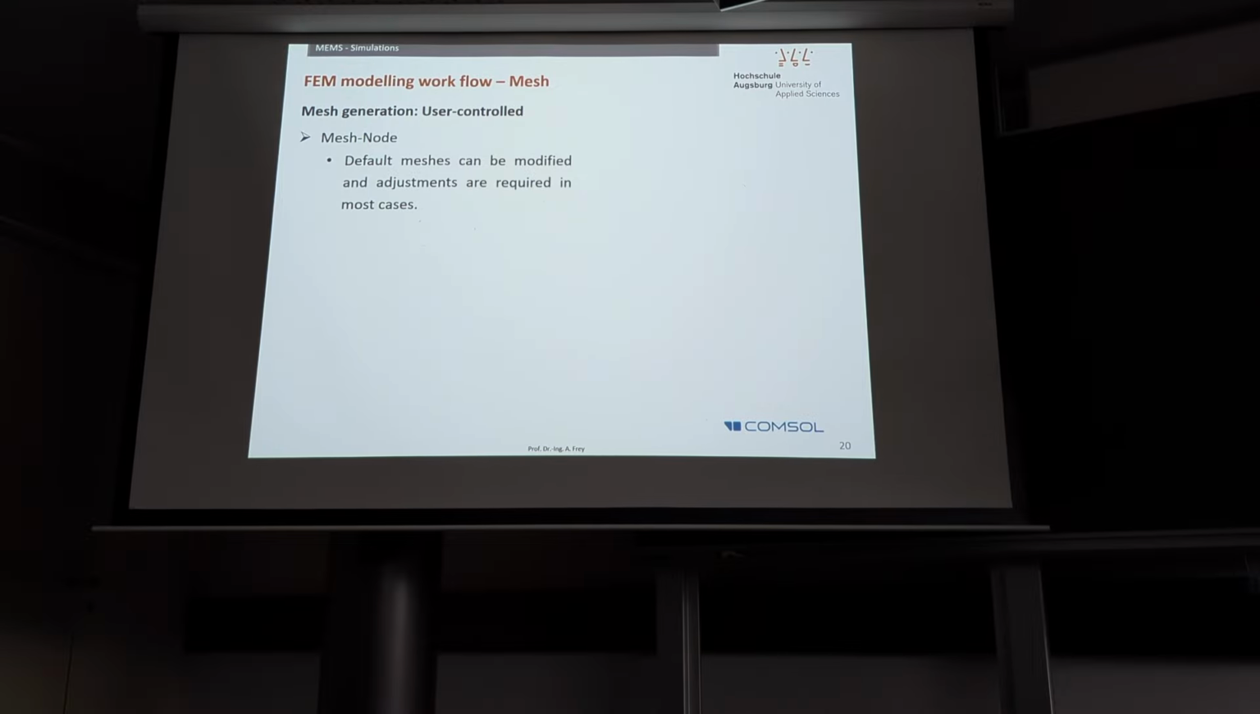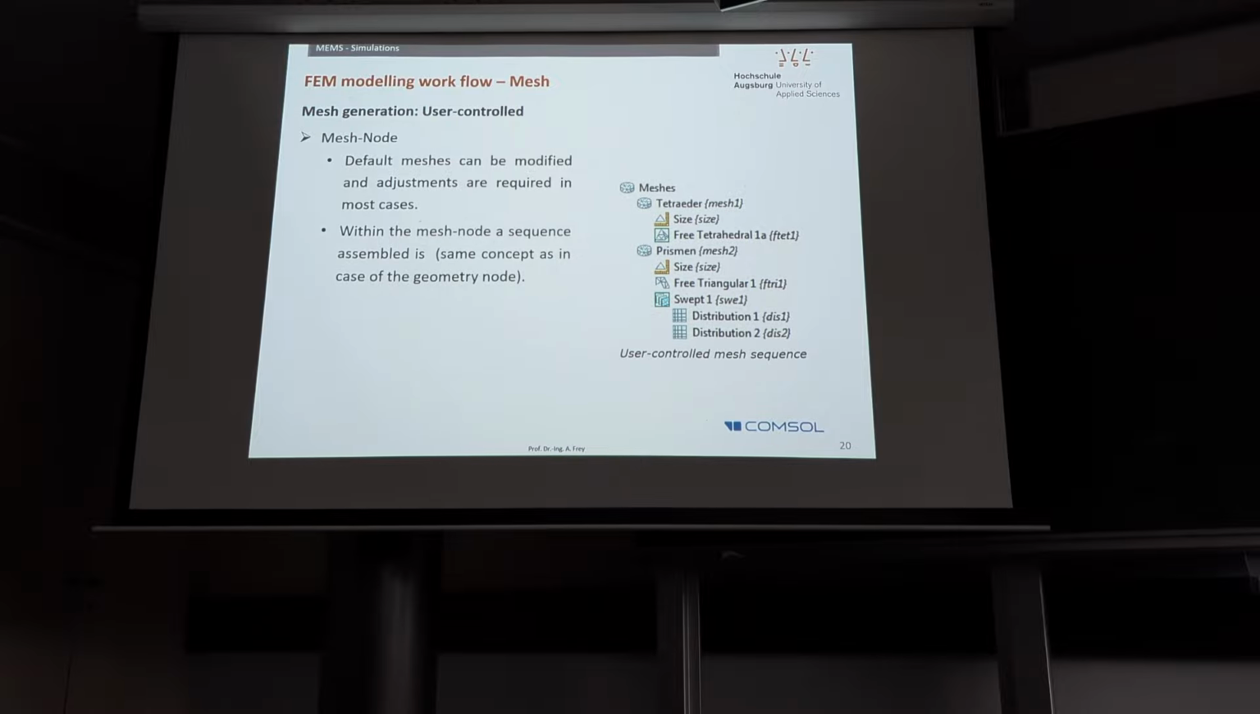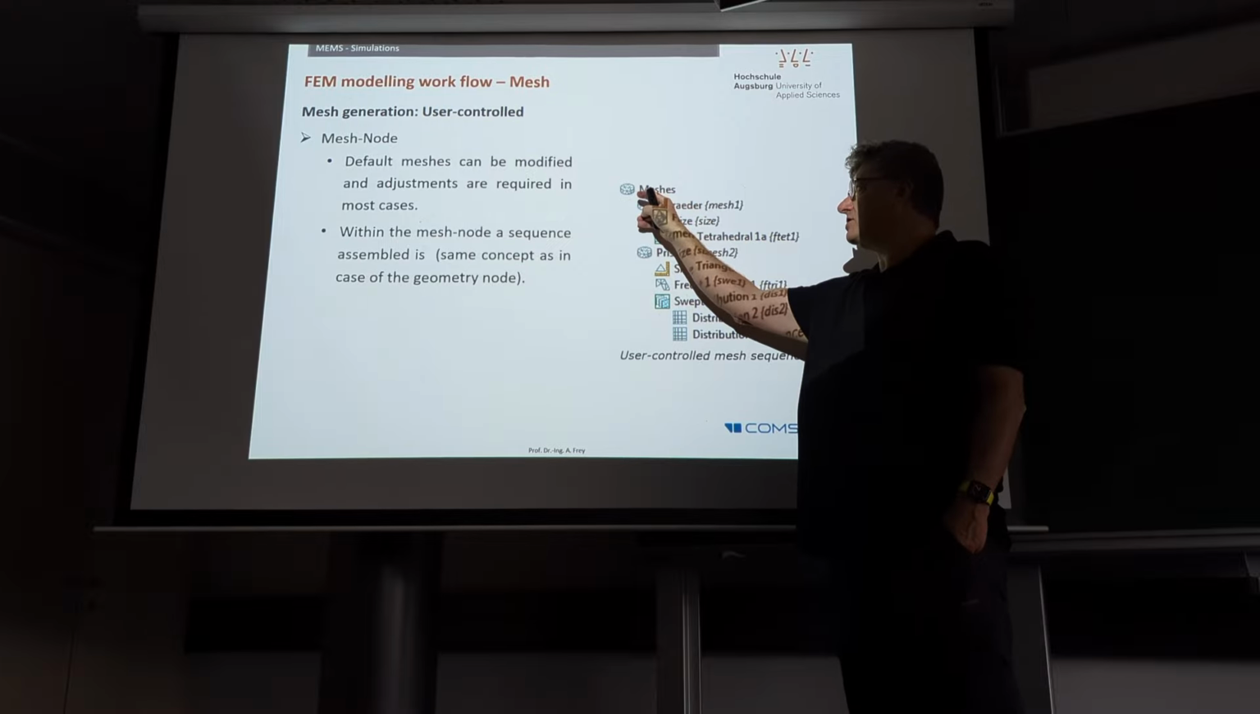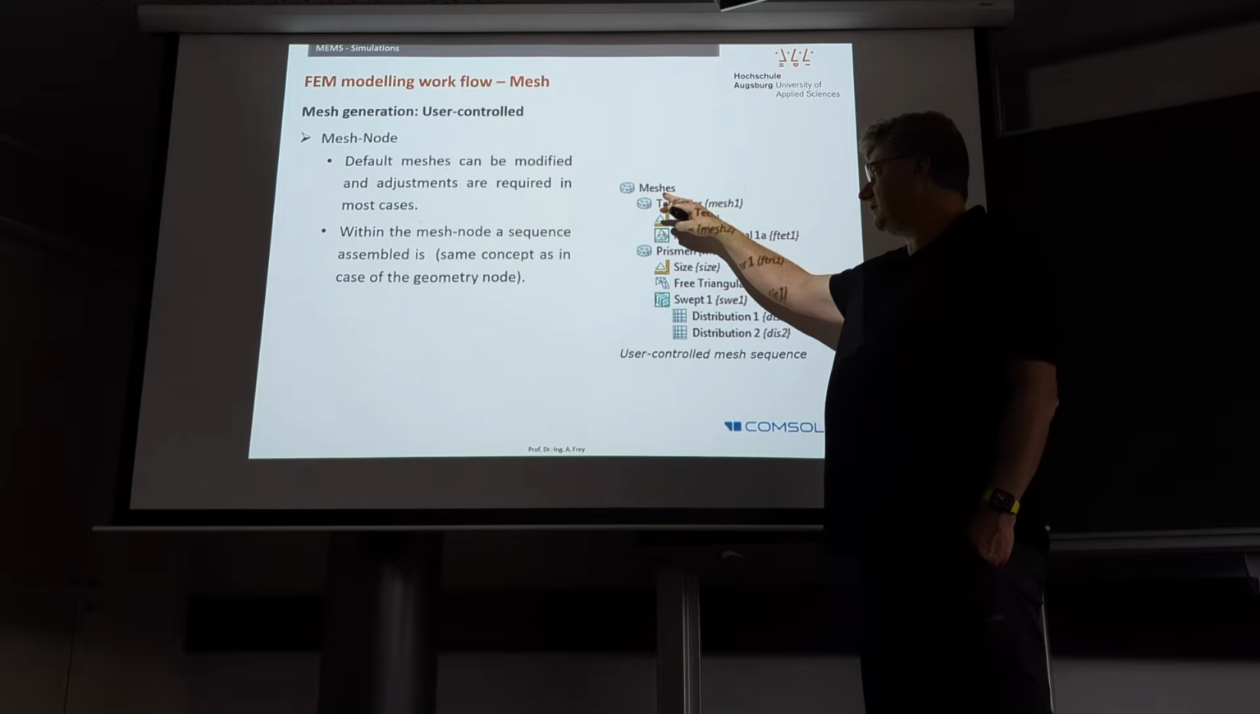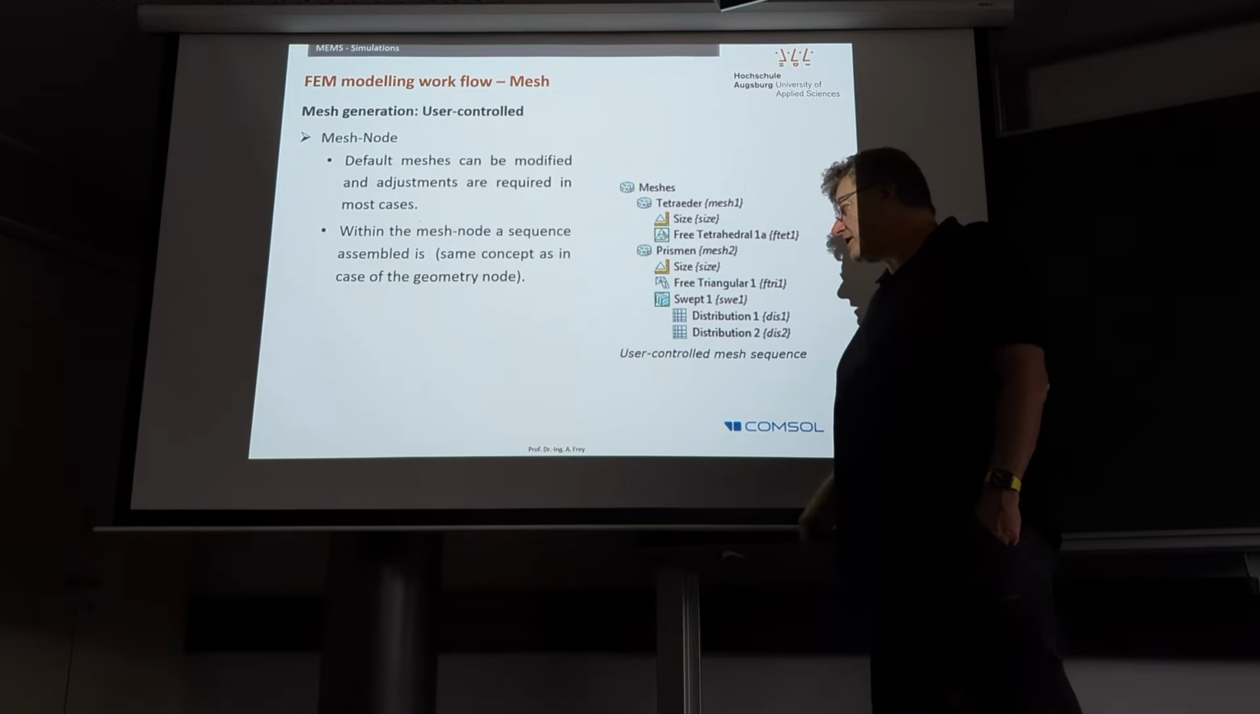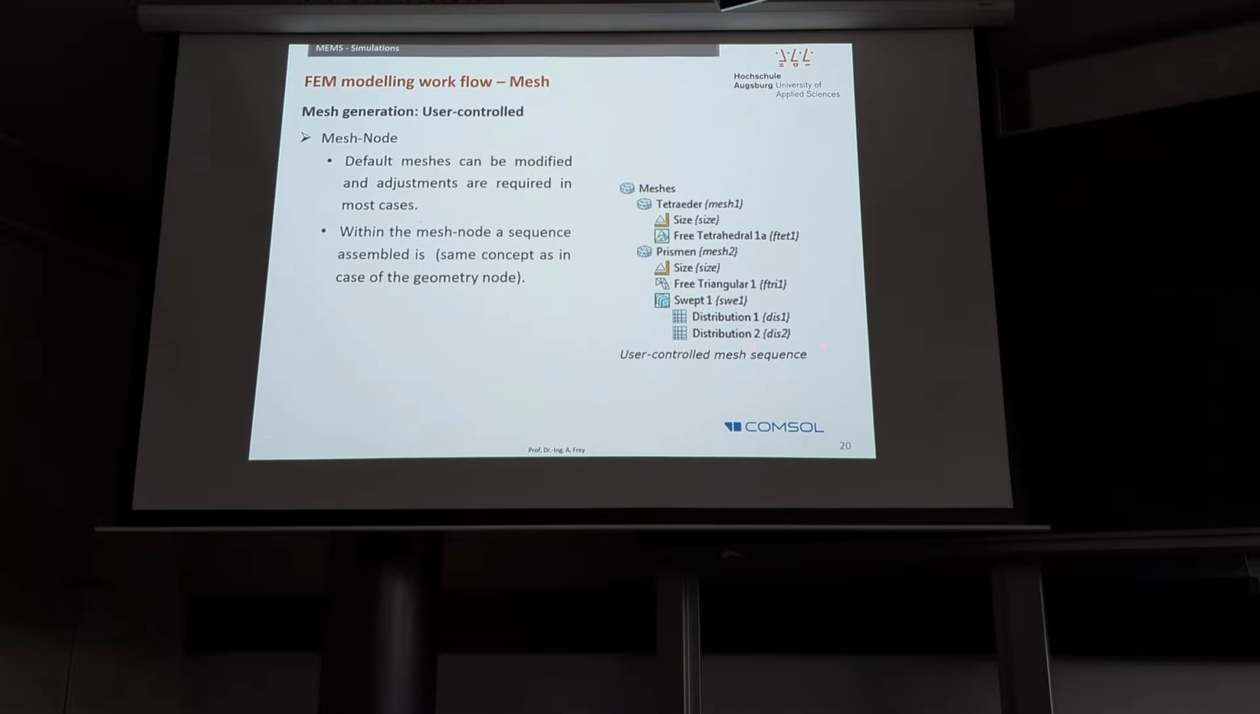We have a so-called mesh node, as we have a geometry node, as we have a physics node, and you know there's the main node, and then you make a right click and you get options how you can change things regarding the main node. What actually results if you start with the mesh node and doing the right click and doing certain things, you build a mesh sequence, a user-controlled mesh sequence. I think that might remind you on what happened with the geometry. That works exactly the same way.